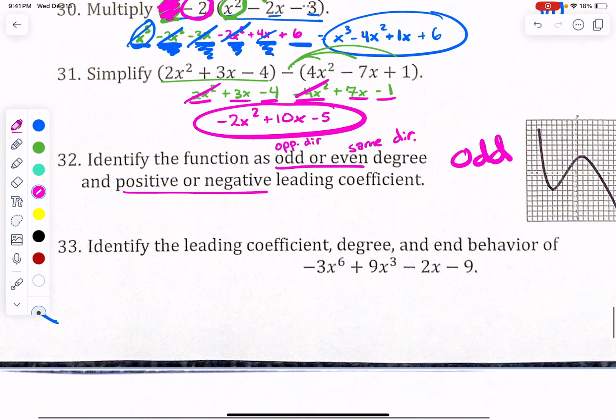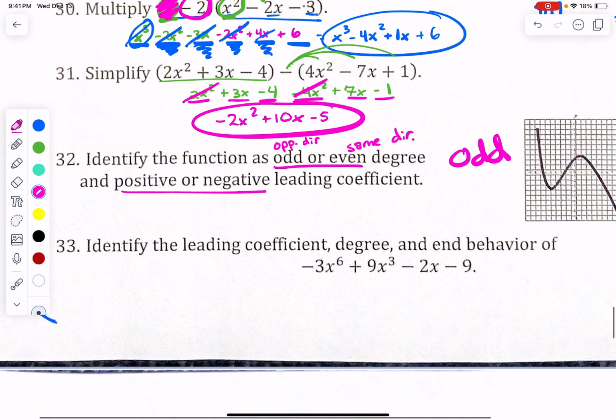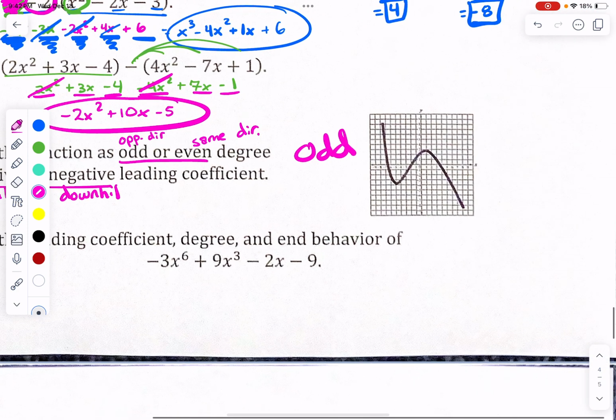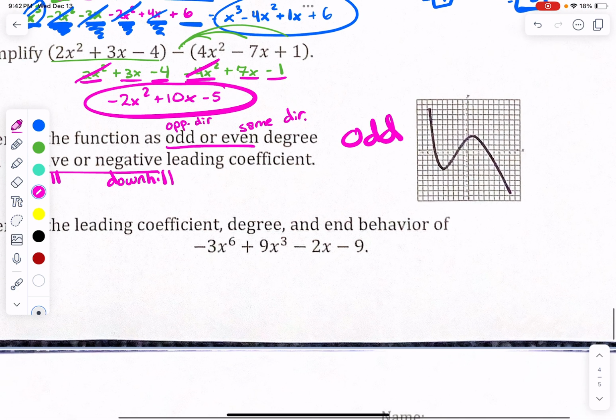Okay, and then whether he's positive or negative. So is he going uphill from left to right, or is he going downhill from left to right? If I look at the general direction that this thing's going, he's up on the left, down on the right. So the general direction is going downhill. So he is going to be odd and negative.